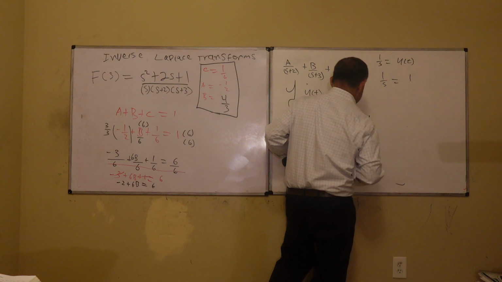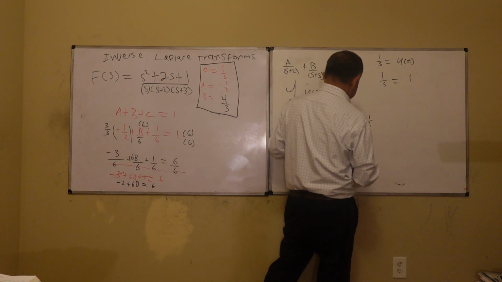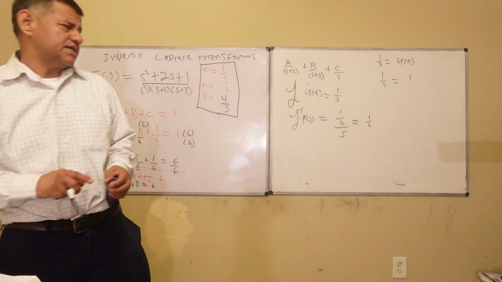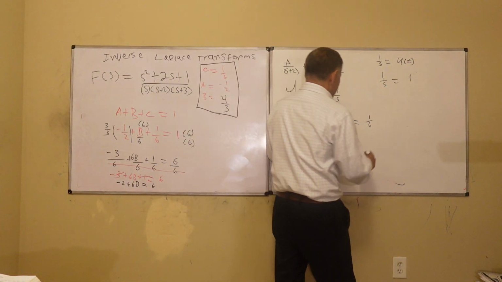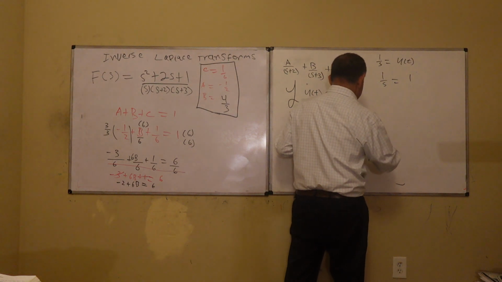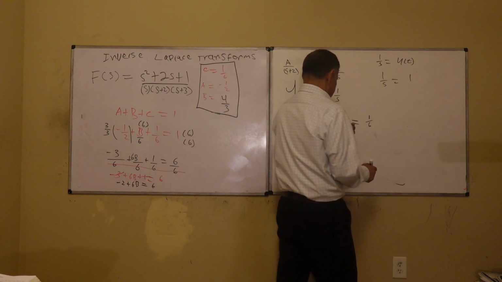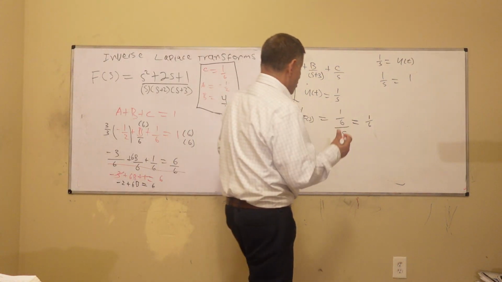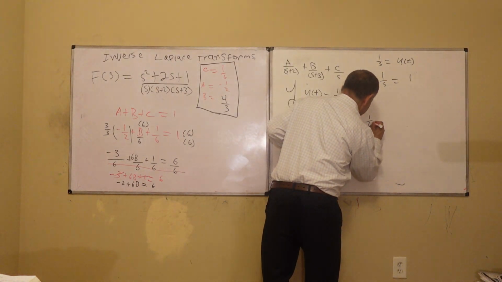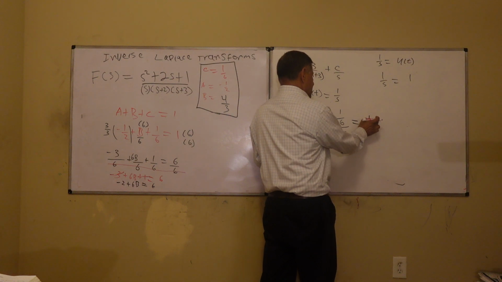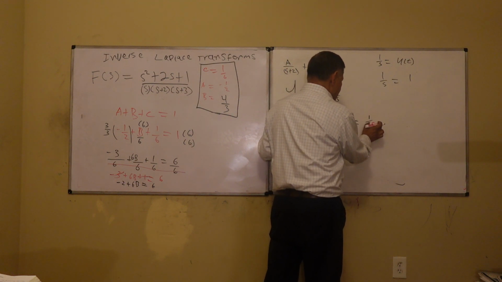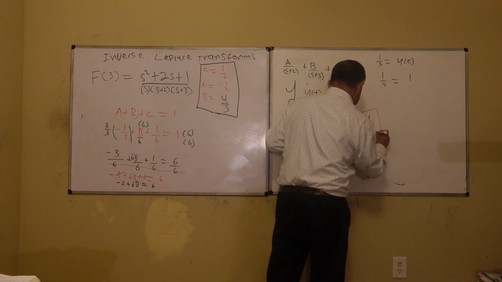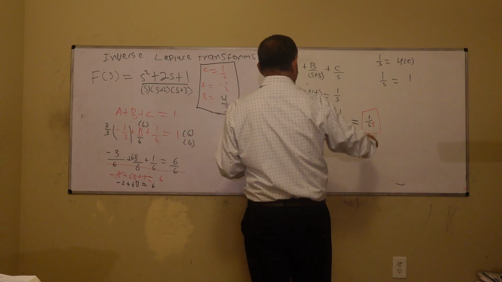1 over 6 times s. Yes, 1 over 6 times s. Oh, yeah, so 1/6s, like that. And this is an s. It looks like a 5, but it's okay. So it's 1 over 6s. That's one of the pieces, right? So that is for this one.